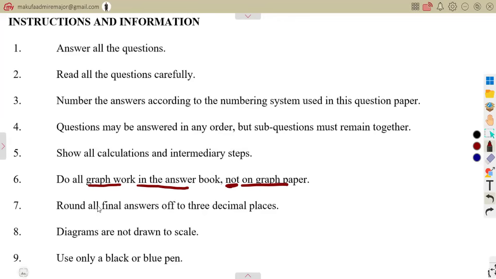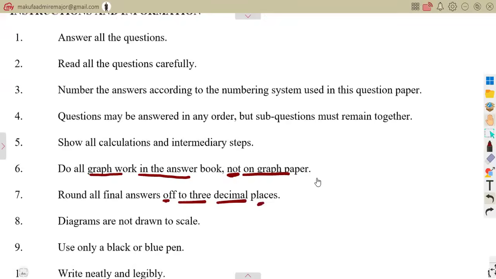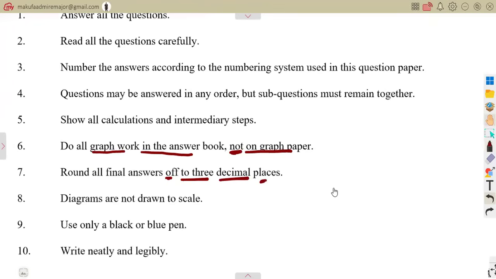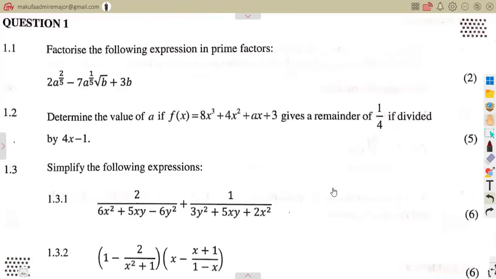All right. Then round all final answers off to 3 decimal places, which is important as part of your instructions. So in this case, we are not going to need any graph. All right, so let's see.